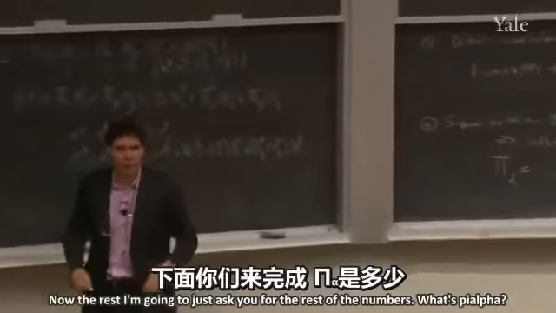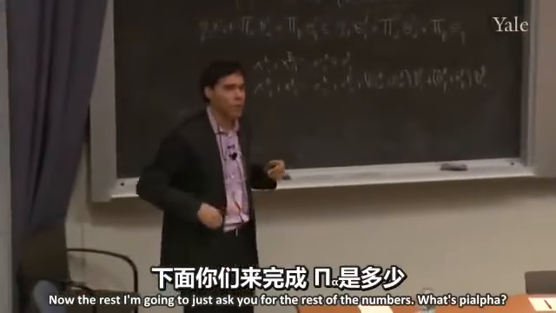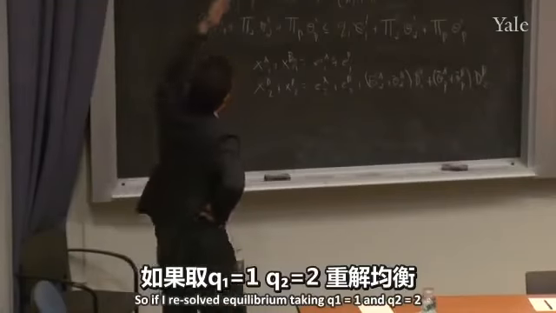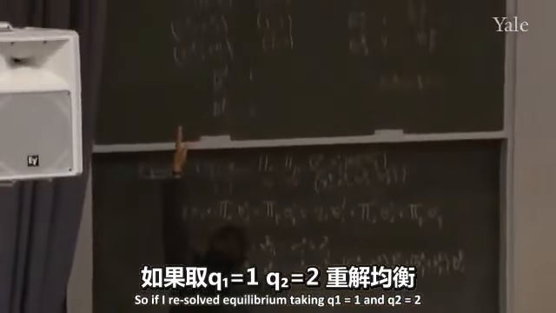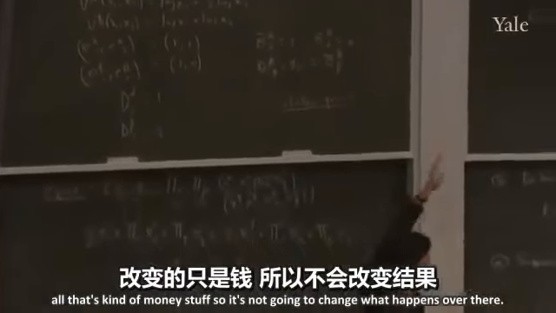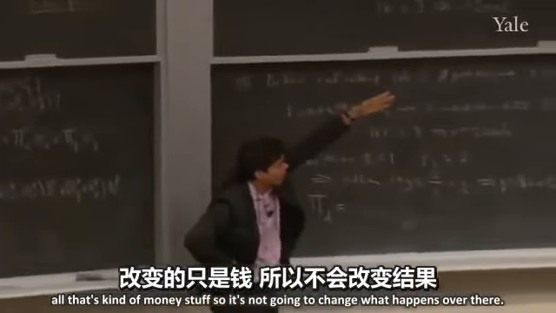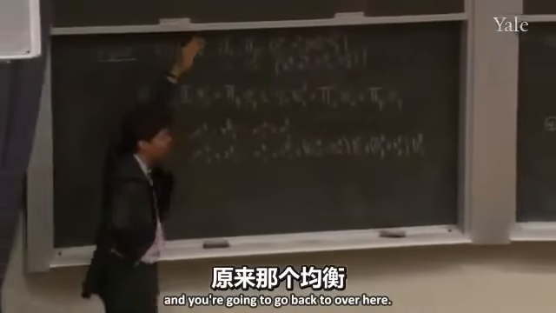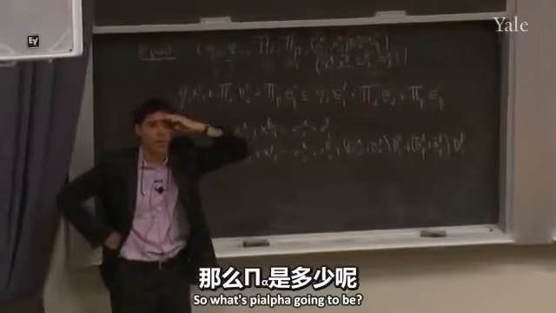I've done my work. Now I'm going to ask you for the rest of the numbers. What's pi alpha? If I resolved the equilibrium, taking Q1 equal to 1 and Q2 equal to 2, all that's kind of money stuff, so it's not going to change what happens over there. You're going to get the same equilibrium over there, and you're going to go back to over here. So what's pi alpha going to be?